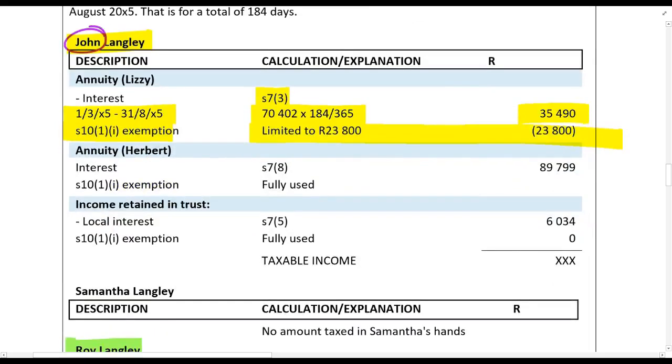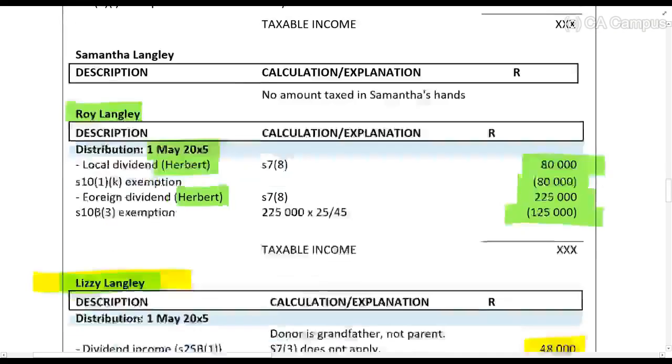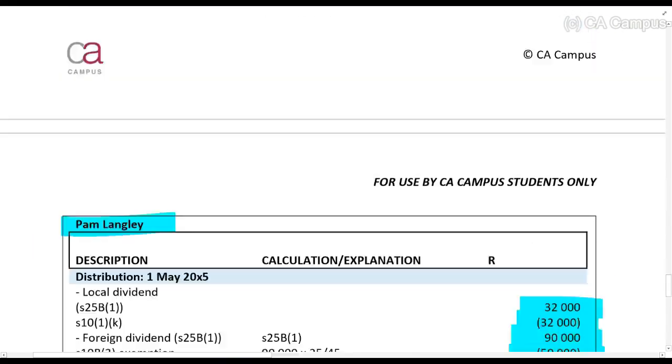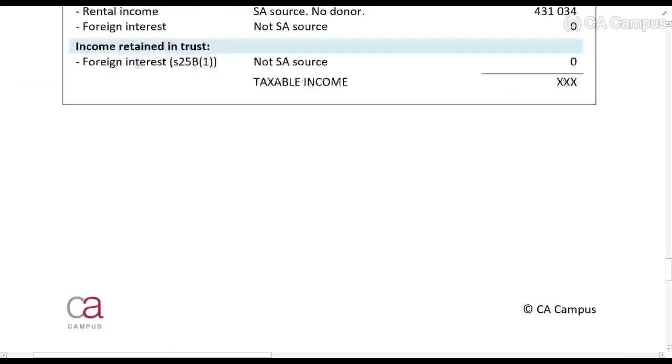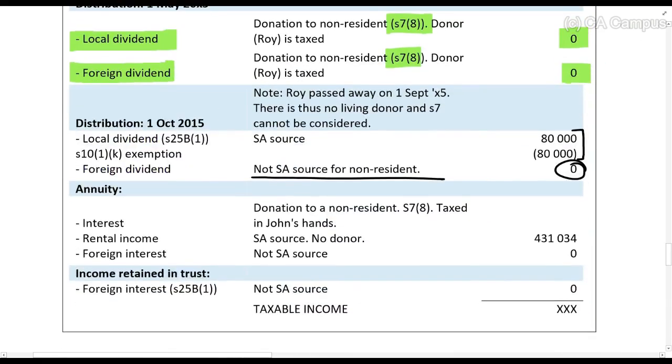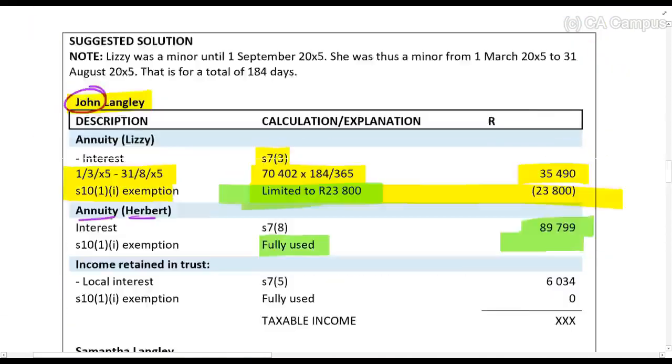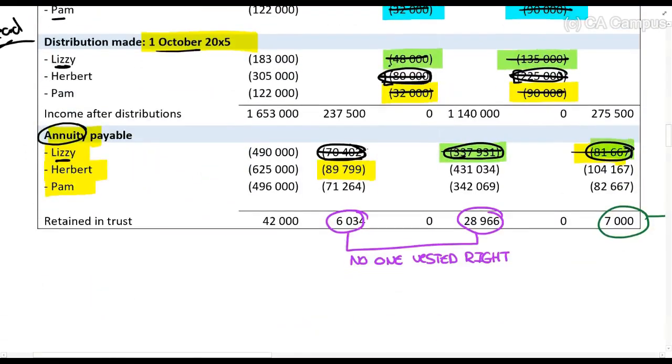John. Here's the annuity to Herbert. Look at the interest. John gets taxed on it. The interest exemption, he's already fully used it up there. Then just remember, you need to go down to Herbert and just make the comment: those are taxed in the hands of the donor. Right, that's the first one.